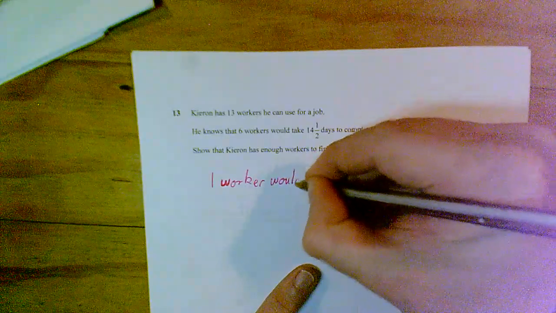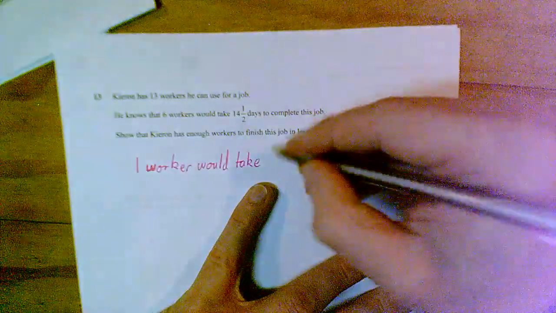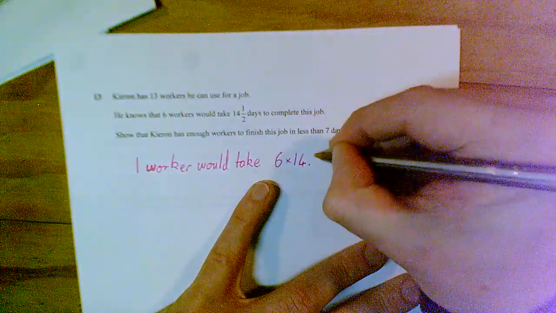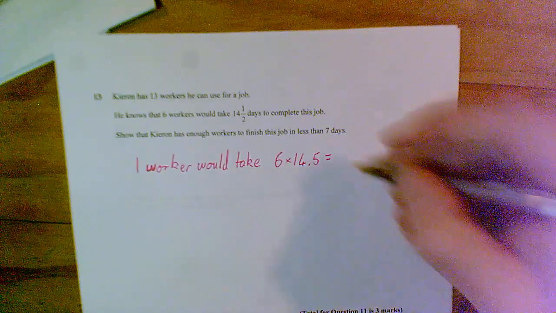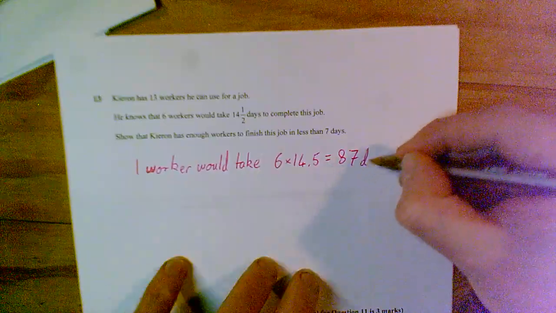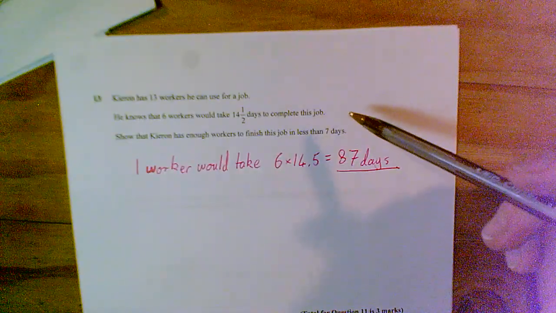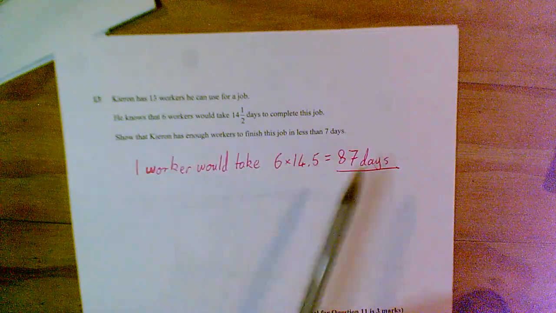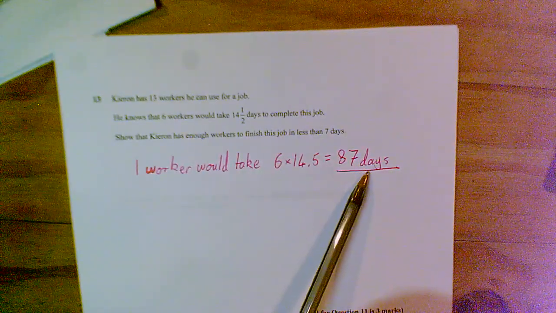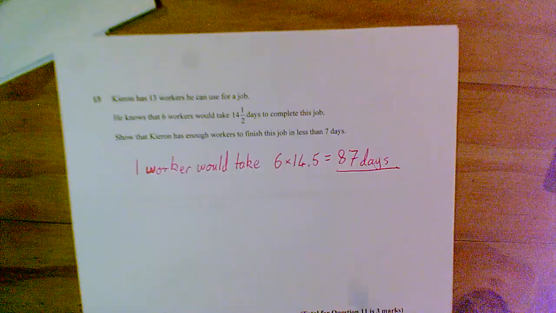So one worker would take, how long? 6 times as long as it would take 6 workers. So 6 lots of 14.5. Can't be bothered to do it in my head right now. 87. So it would take one worker 87 days. Now I've got that, there's loads of different ways I can go finishing that. So for example, Kieran's got 13 workers. So if I divide that by 13, that'll tell me how many days it takes them to finish it. Or if I divide it by 7, it would tell me how many workers it would take to finish it in 7 days.